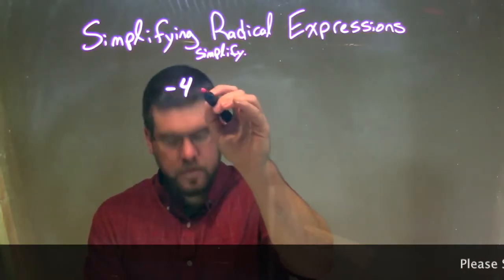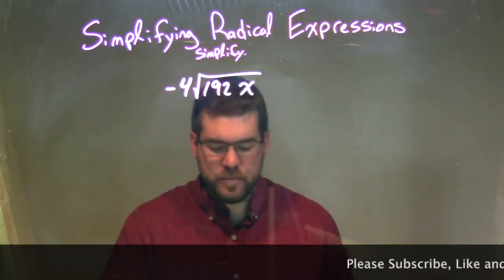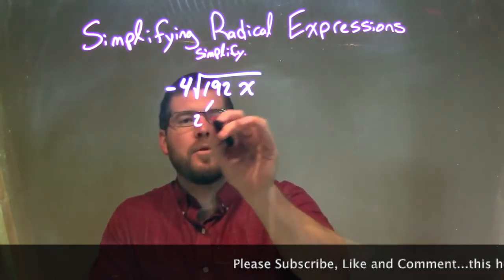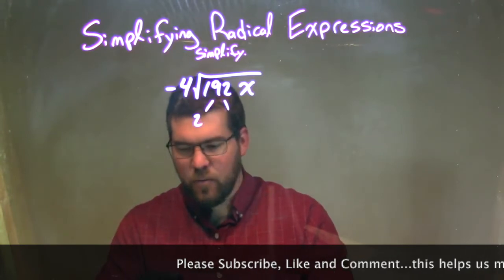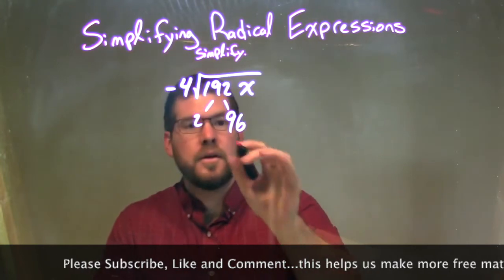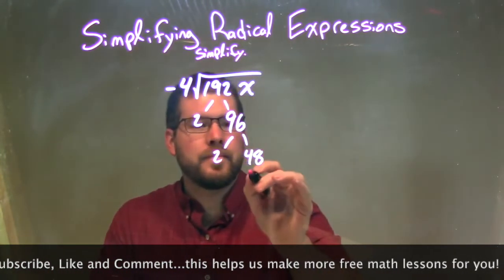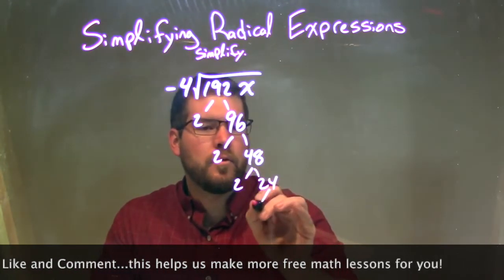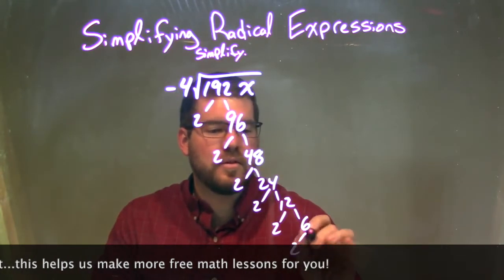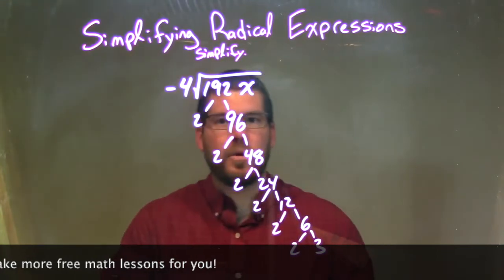Negative 4 times the square root of 192x. Okay? Well, I need to break down 192. Okay? 192, I know it's divisible by 2, and I don't know off the top of my head, 192 divided by 2 is just 96. 96 divided by 2 is 48. Those 2 times 48. 48 is 2 times 24. 24 is 2 times 12, and 12 is 2 times 6, and 6 is 2 times 3. All these 2's there. Okay? So now we've done our prime factorization of 192.